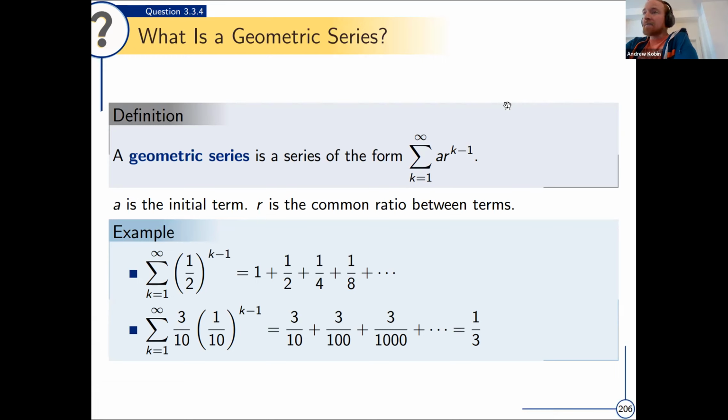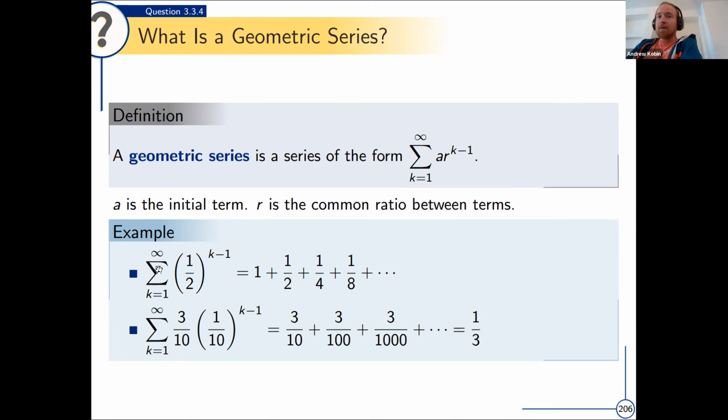A is sometimes called the initial term, and this is a good terminology. We'll see how to compute these quickly in a moment. And the r stands for ratio. It's called the common ratio between terms. The way to actually think about r is it's the value that we're multiplying in to get the next term of the coefficient sequence.